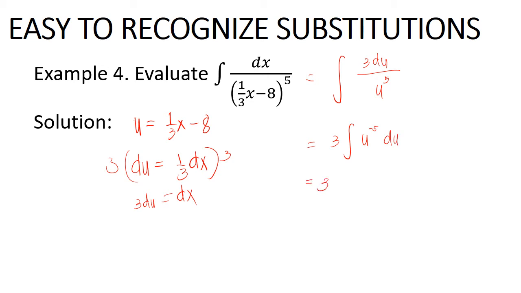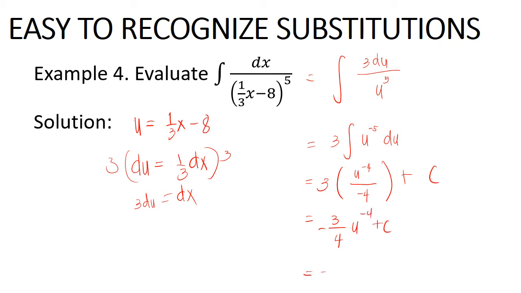The answer is dagdagan natin ng isa sa negative 5. So, negative 5 plus 1 is negative 4. Yun din yung i-divide natin sa baba. And then, huwag kakalimutan si plus c. So, that is equal to 3, negative 3/4. So, 3 all over negative 4 is negative 3/4 times u raised to negative 4 plus c.